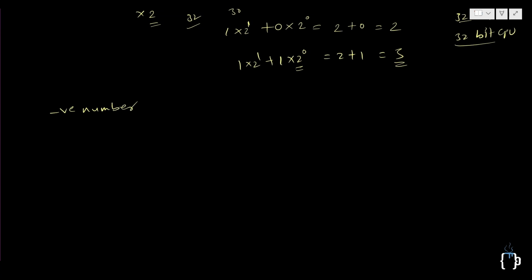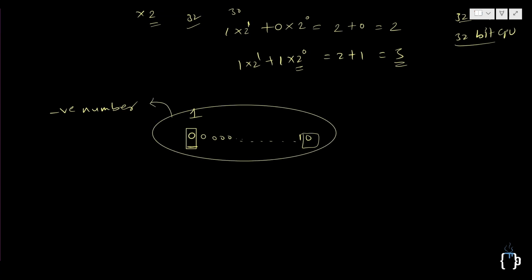Actually, what happens is out of those 32 bits, say we take 2, this first one is called the most significant bit, and this is the least significant bit. Okay, this most significant bit is represented with 1. If it is 1, the number is negative. If the most significant bit is 0, then it is a positive number.